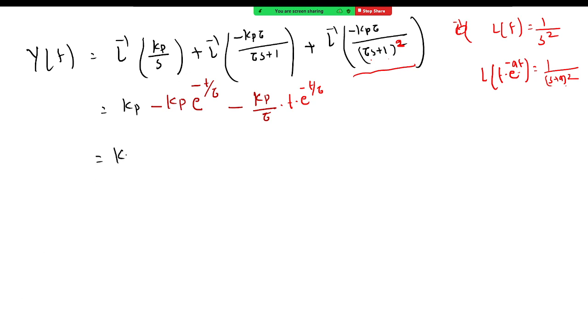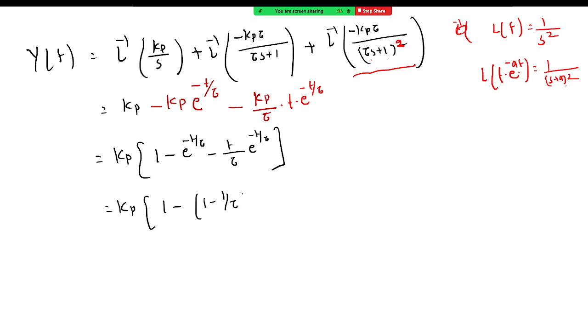So if I take Kp common, I can write 1 minus e to the power minus t by tau, minus t upon tau e to the power minus t by tau. If you take Kp common, and then take common e to the power minus t by tau, you will get 1 minus (1 plus t by tau) e to the power minus t by tau.